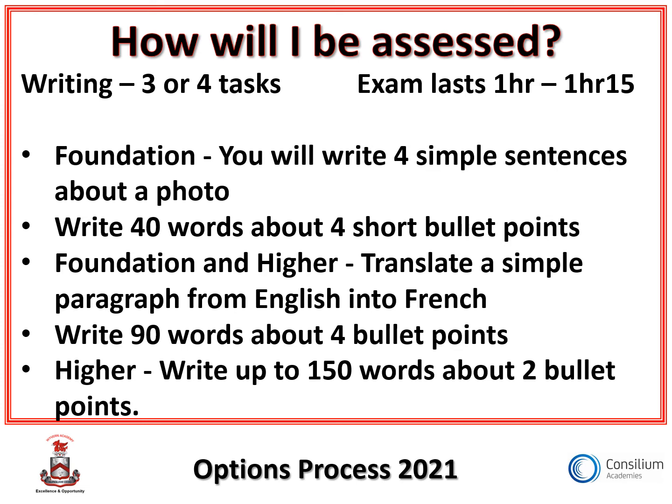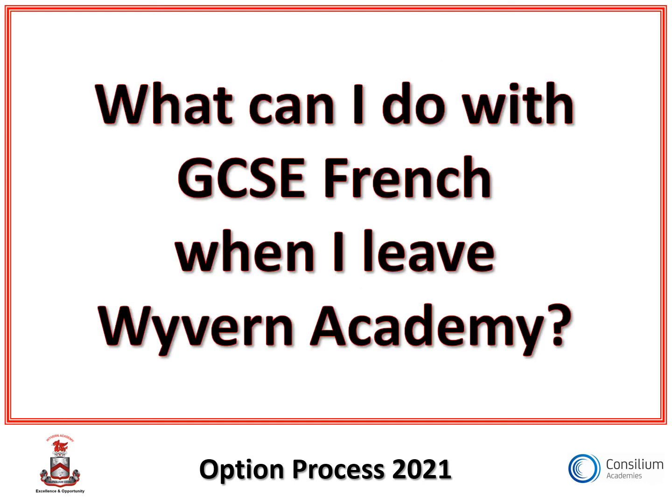So it's things like, there is a tree, I can see a man. It's like dead simple. The next task is writing 40 words, which sounds like loads, but if you think about it, it's only about 5 or 6 sentences. Both foundation and higher candidates have to translate a simple paragraph from English into French. And they also have to write 90 words, which again, it's really not that long, it's maybe about 10, 11 sentences, about 4 more detailed bullet points, which are all on topics that we've done before. And the higher candidates do 150 words on 2 bullet points.